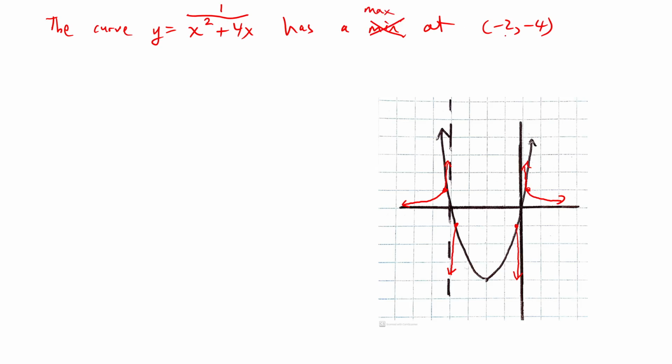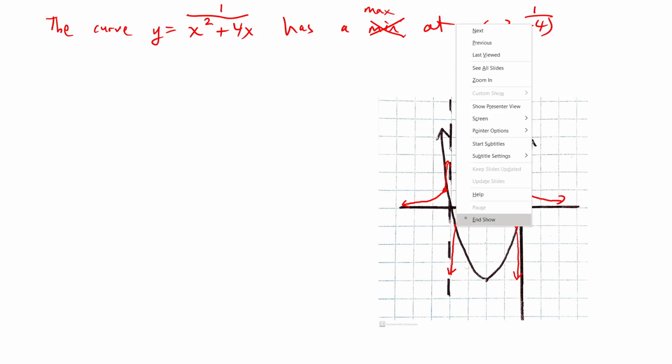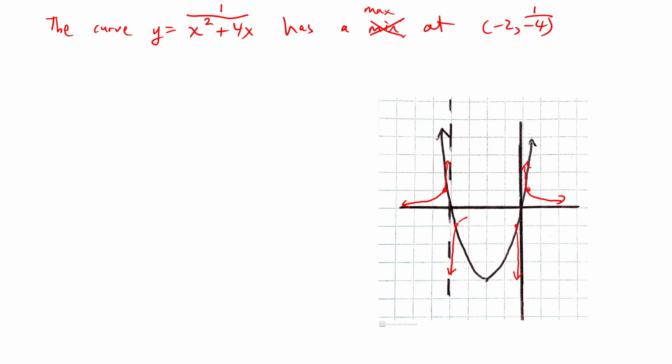Our x value of negative 2 stays the same, but now our y value is 1 over negative 4. So what we want to do is go to the point negative 2, negative 1 over 4, right about where I drew it there. And we want to draw our curve to go through that point and then back down again. So that point where x is negative 2 should serve as a maximum. And so now we have the curve drawn as we wanted it to be.